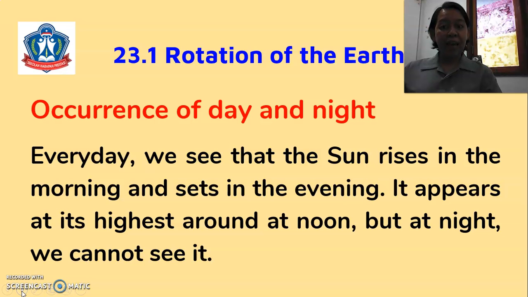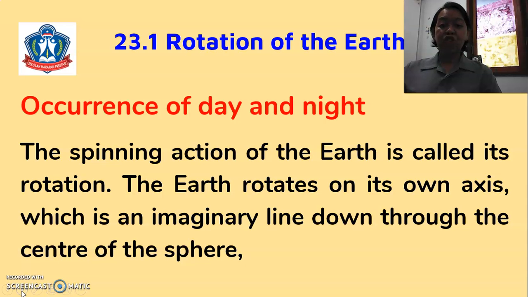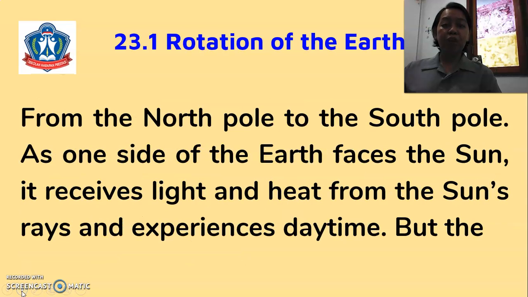Occurrence of day and night. Every day, we see that the sun rises in the morning and sets in the evening. It appears at its highest around noon, but at night, we cannot see it. The spinning action of the Earth is called its rotation. The Earth rotates on its own axis, which is an imaginary line down through the center of the sphere from the North Pole to the South Pole.